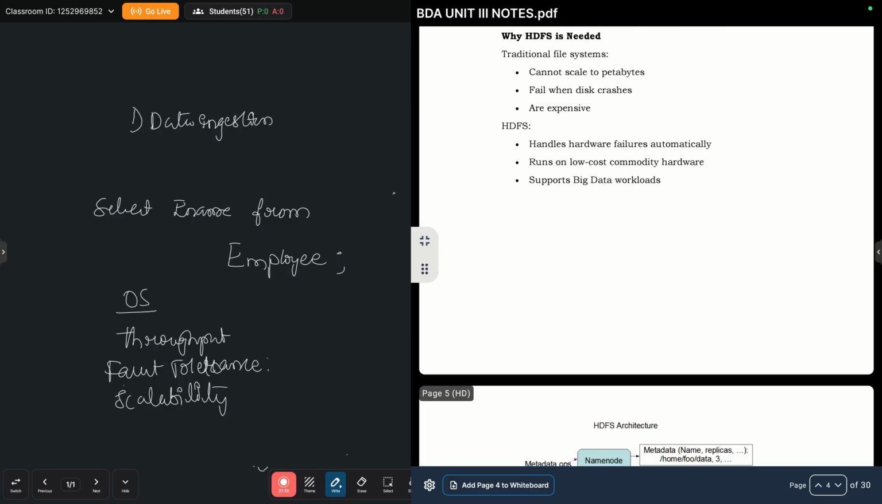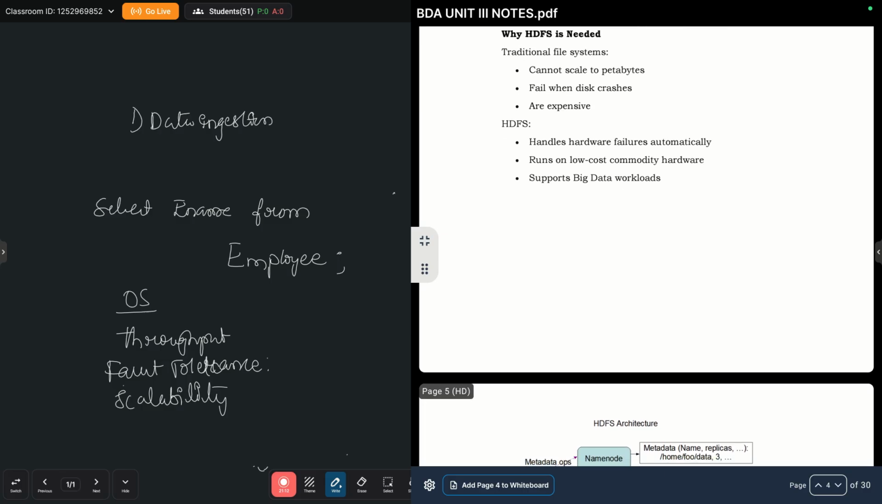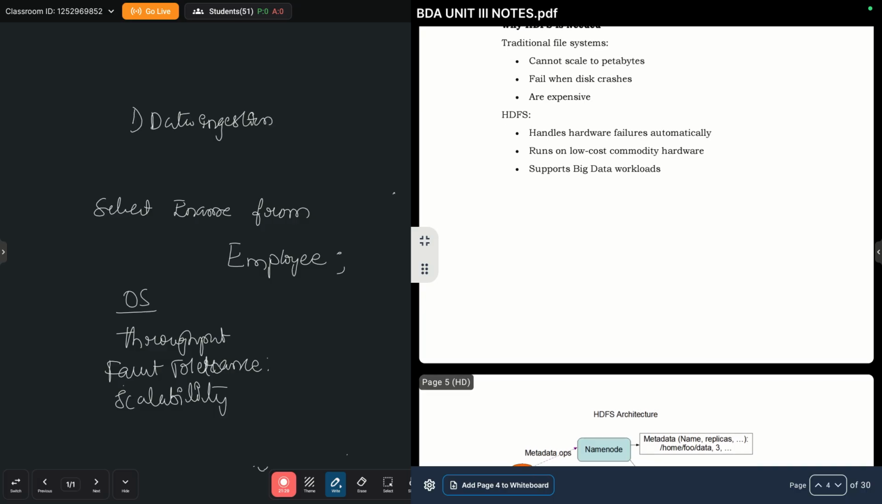Okay, in traditional systems like RDBMS, data is going to be stored in only one server or one system. If that system is crashed, the entire data is lost. Whereas in Hadoop, HDFS and MapReduce play an important role. Hadoop can provide scalability, reliability, and fault tolerance. Understood? And the traditional systems are expensive.